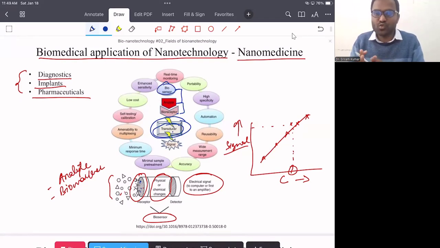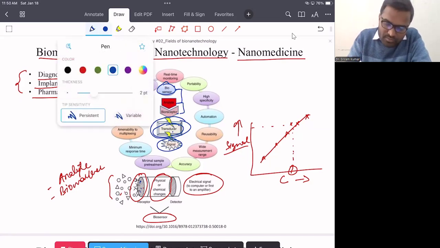So there are just two ways you can improve the biosensing. The first point is the bioreceptor itself, and the second is the transducer. So you can improve the signals by just modifying the transducer or maybe the bioreceptor part, and then you have the improved signal. So based on these concepts, you can design a biosensor.